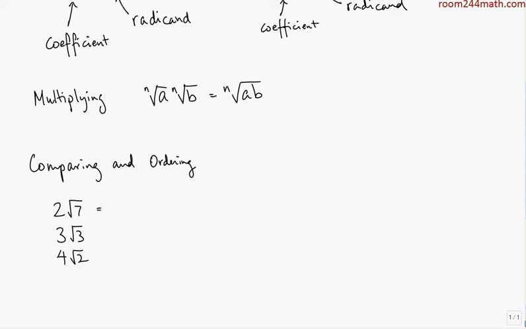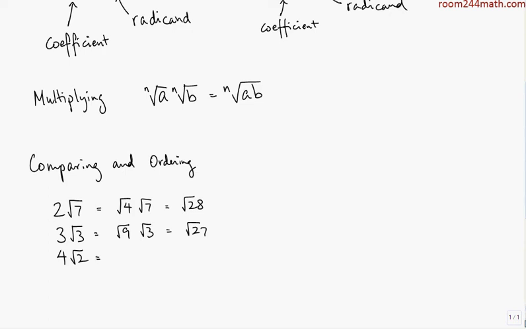So 2 root 7 you can write as root 4 times root 7. So we've replaced the 2 with root 4. And then just follow the rules of multiplying and you get root 28. We can do the same thing with 3 root 3. We want to replace 3 with a root, so 3 is the same as root 9. And root 9 times root 3 gives you root 27. So you can see that 2 root 7 is just slightly bigger than 3 root 3.